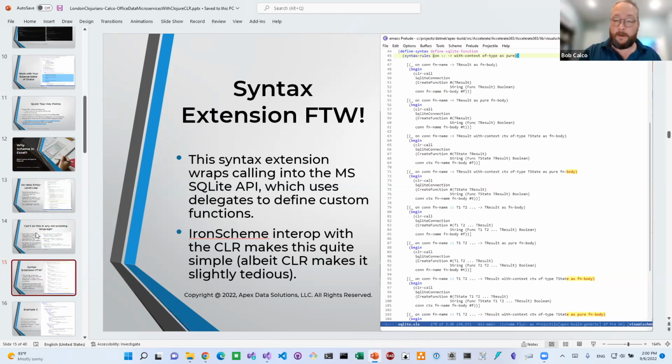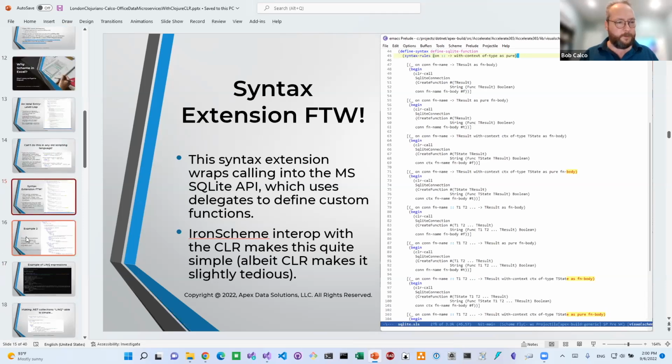To my mind, it really surprised me how easy it was to get what I wanted out of that syntax extension. And it worked almost on the first try. I had very few iterations where I was like, oh, what's going on? So you can see here it's interacting with CLR functions within Iron Scheme. But the real power of this is how expressive it is because of the pattern matching. And so I'll talk about that a little more later.